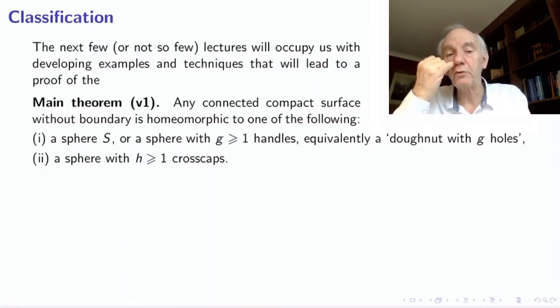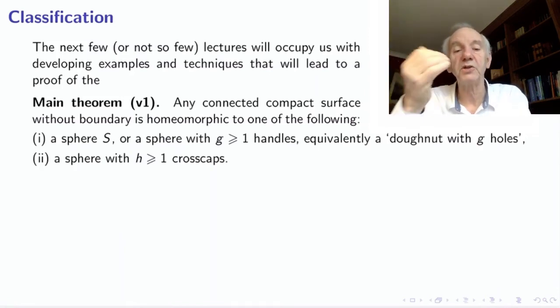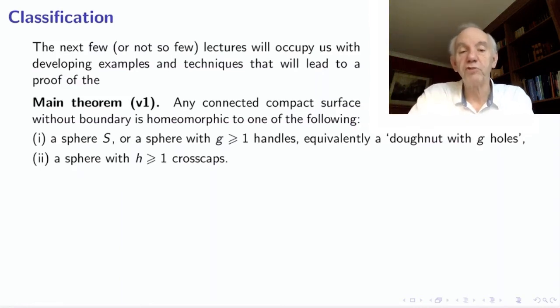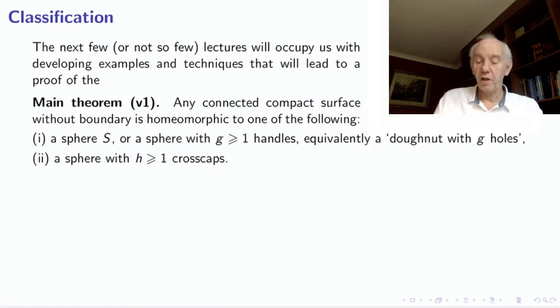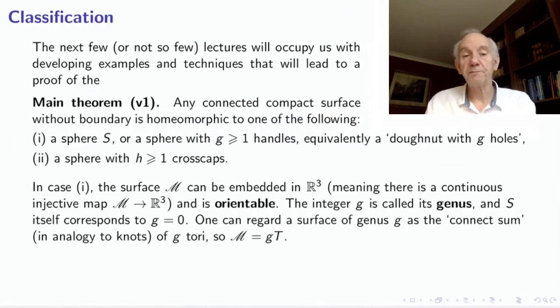It turns out, you might say, what about the Klein bottle? Well, the Klein bottle is actually a sphere with 2 cross caps. It's not obvious, but it's quite easy to show. We'll do that very soon. So that's really the classification of surfaces.